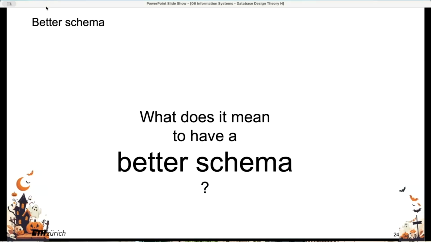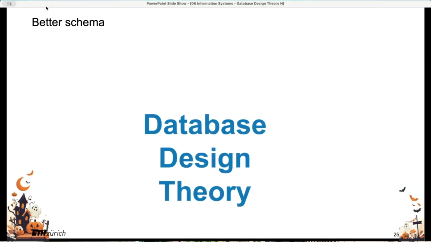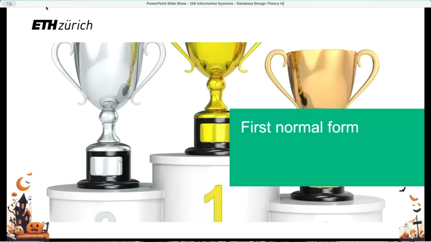So we need to define formally what it means to have a better schema, and the name for that, it's already advanced in a relational database course. It's called database design theory. Okay, so that was just the appetizer.